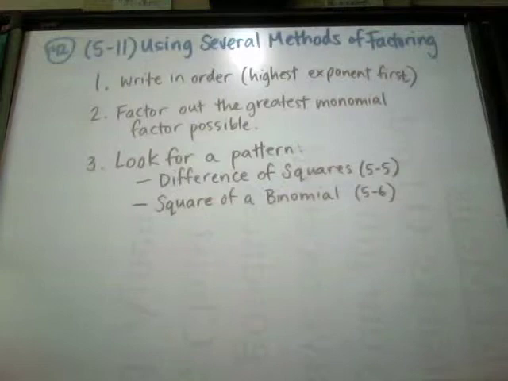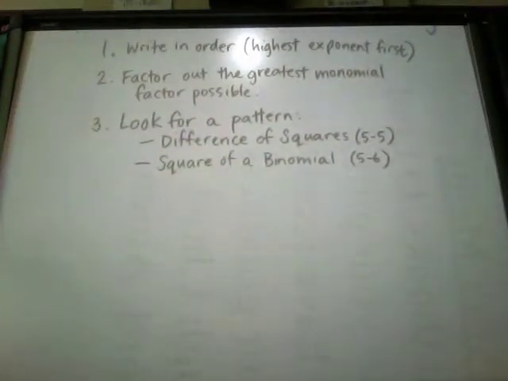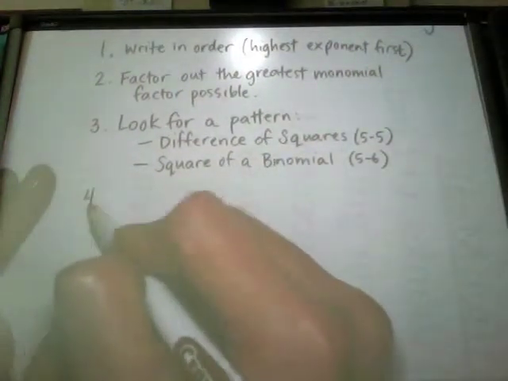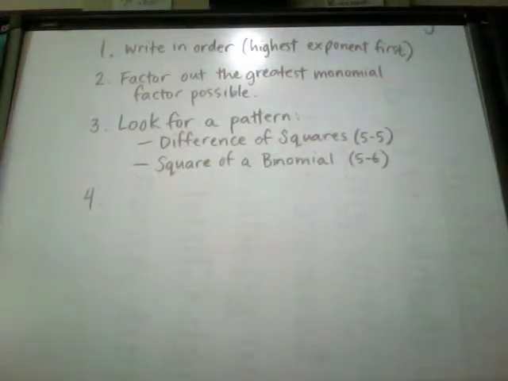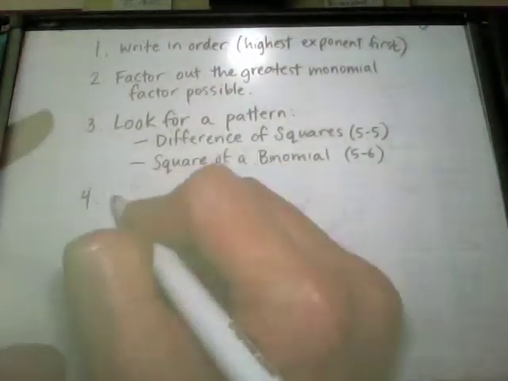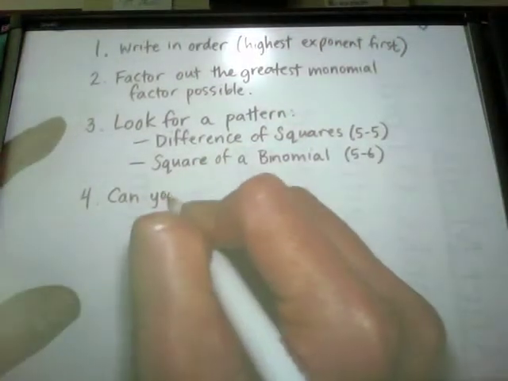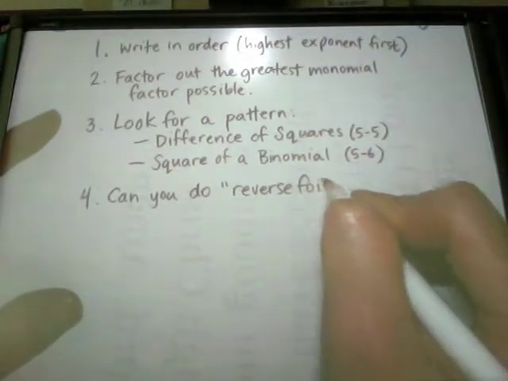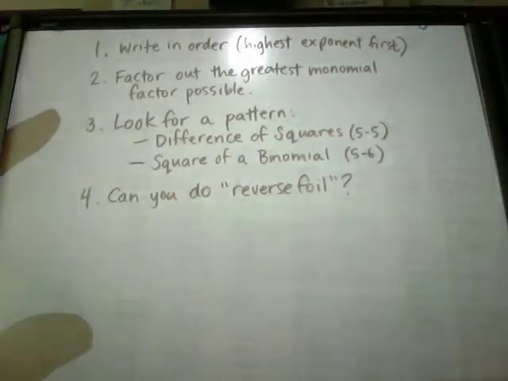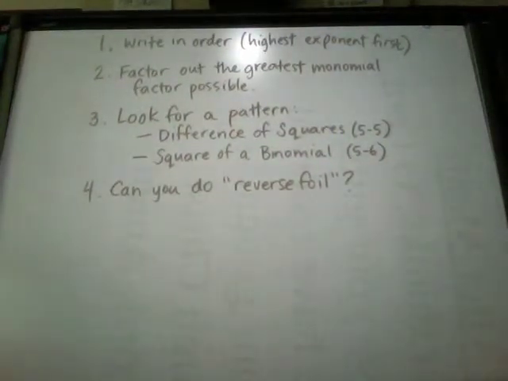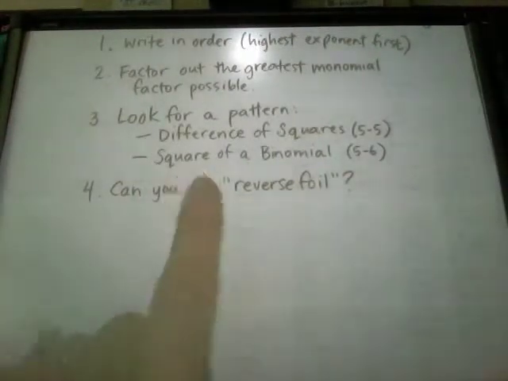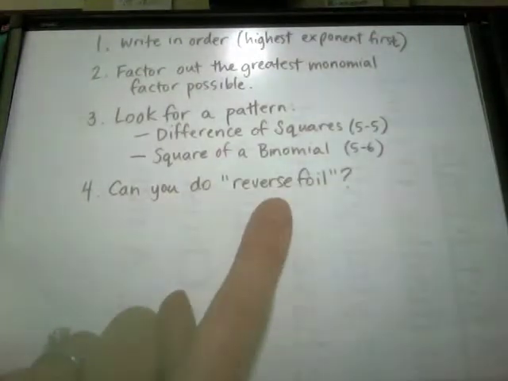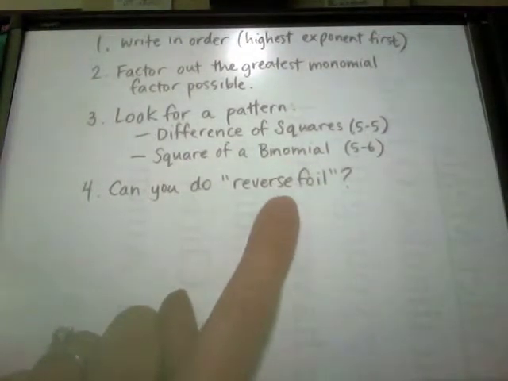So just if you forget those special patterns, okay, that's another step that we're going to do, to look to see, does it match one of those patterns? Because if so, that will help us factor it. Can you do reverse FOIL? So if it's not one of the special patterns, the square of a binomial or the difference of 2 perfect squares, if it's a trinomial, right, can you do reverse FOIL? Remember that means it has to be a trinomial. So like yesterday's stuff, factoring by grouping, you couldn't do this. You can't do reverse FOIL.